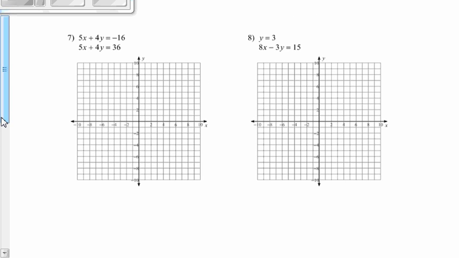These equations on number 7 are not in slope-intercept form, so we're going to have to do some work beforehand. So getting y by itself, I'm going to start by subtracting 5x on both sides, and then I'm going to divide by 4.